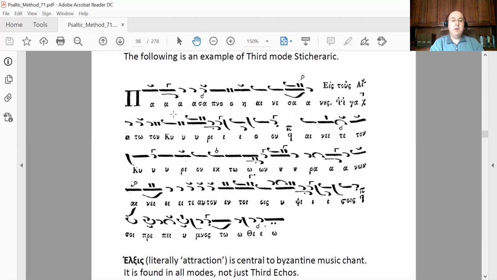Pa sa pno sa ton ki ri ni on eni te ton Elxis ni te ton Kyrion ekton uranon.